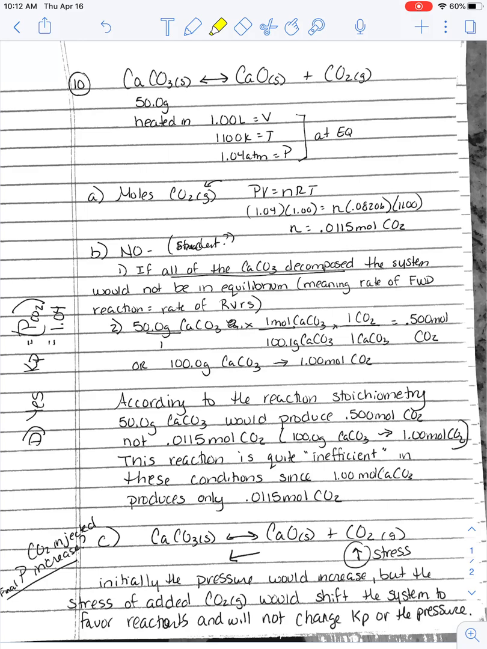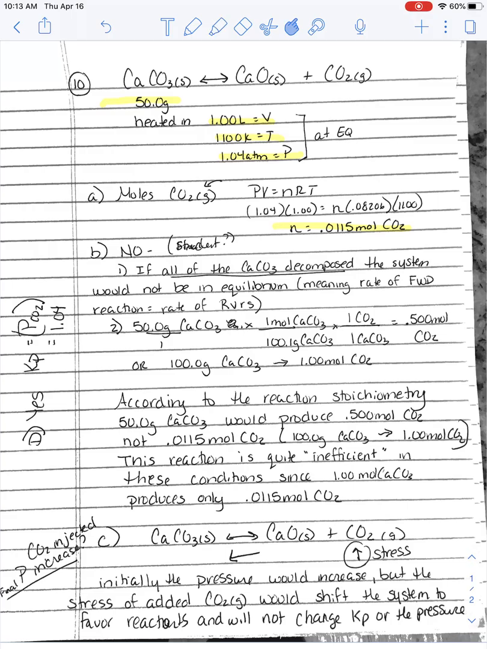So again, you ignore this because what they're giving you is volume, temperature, and pressure. So you're going to be using PV equals nRT, and then you'll end up with that many moles of carbon dioxide. So even though you started with 50 grams of CaCO3, the result is 0.0115 moles based on the gas laws.